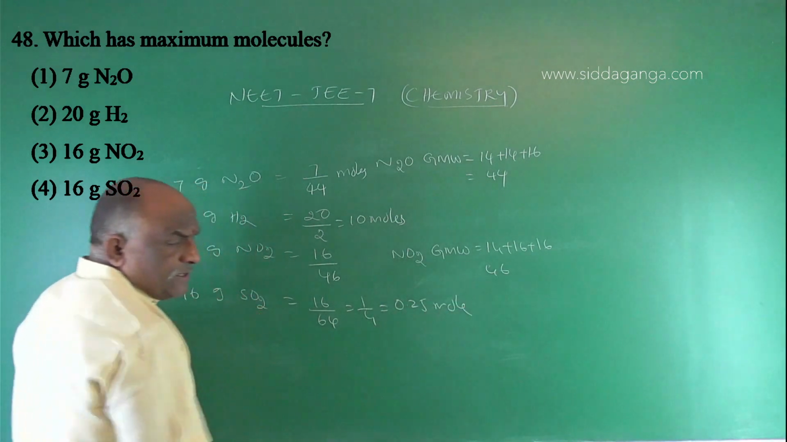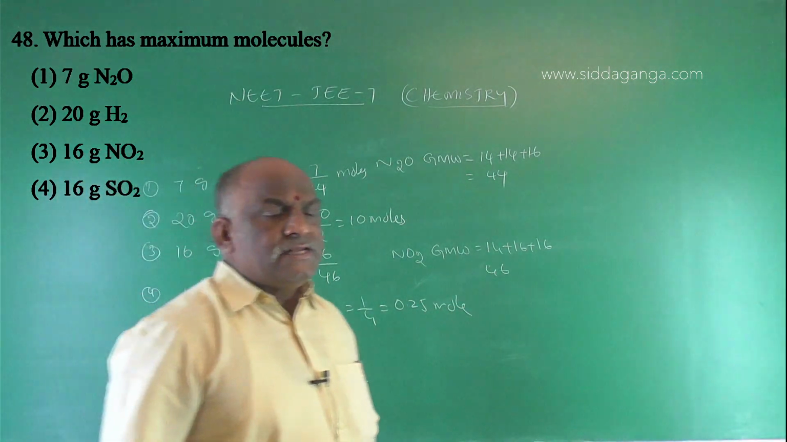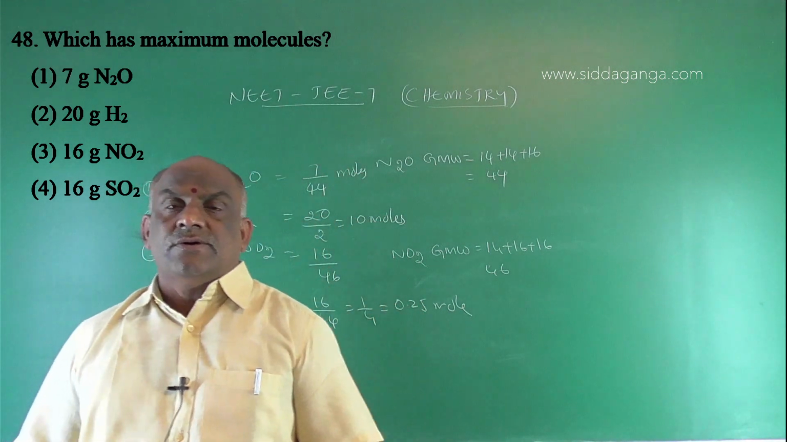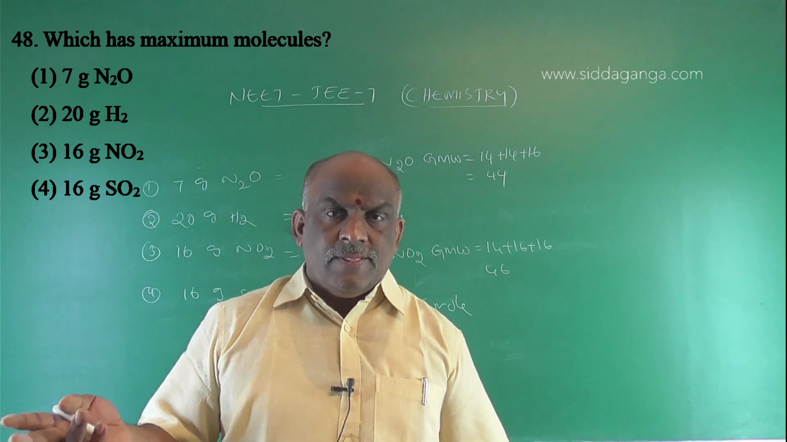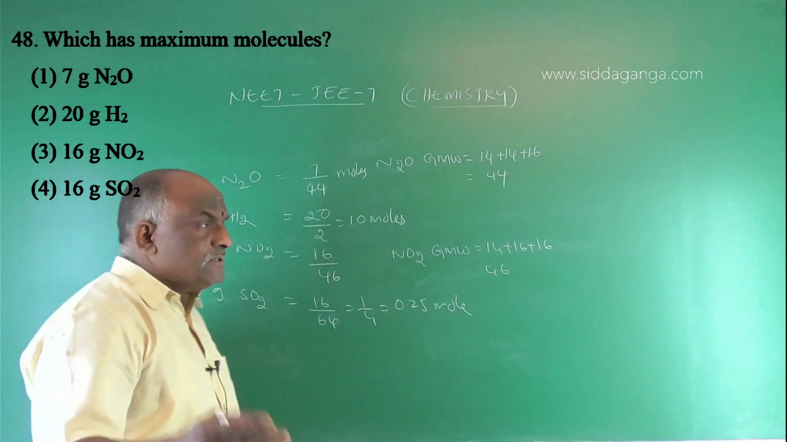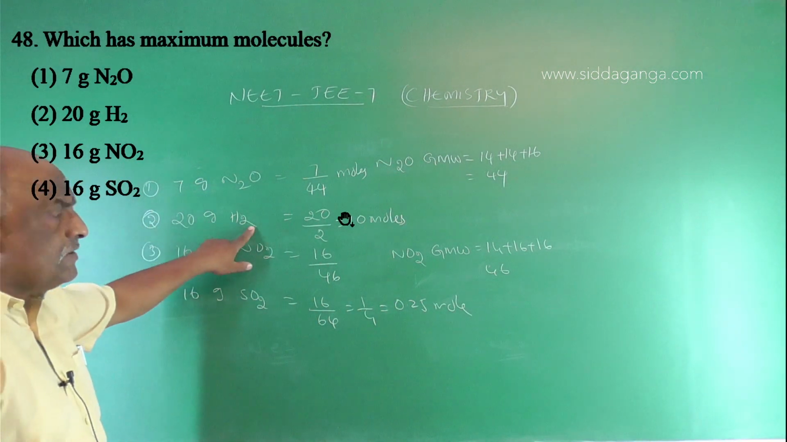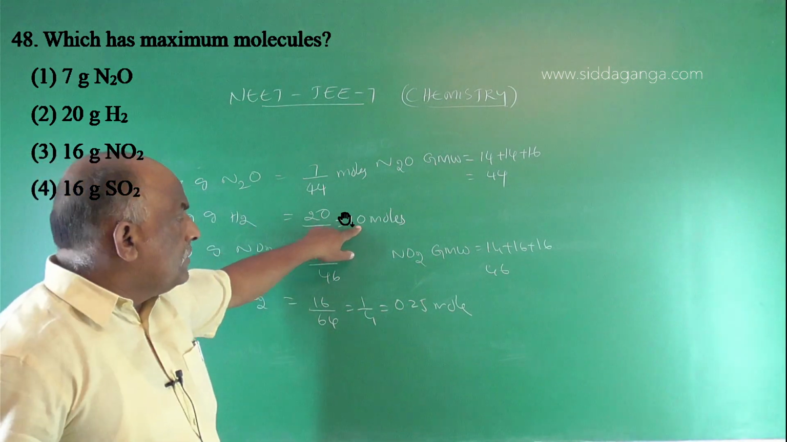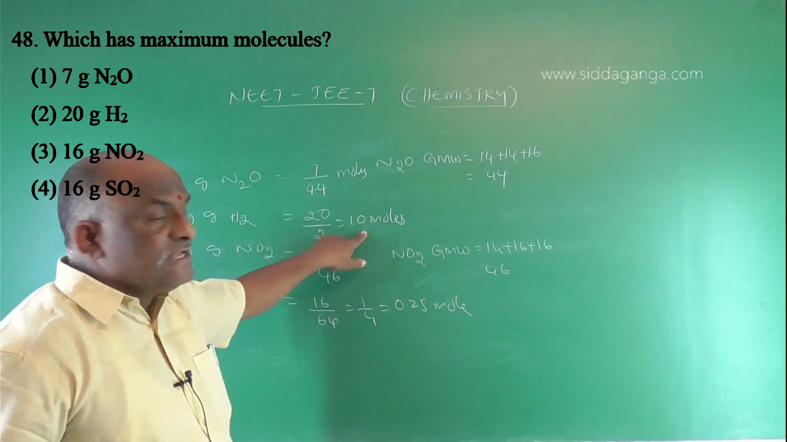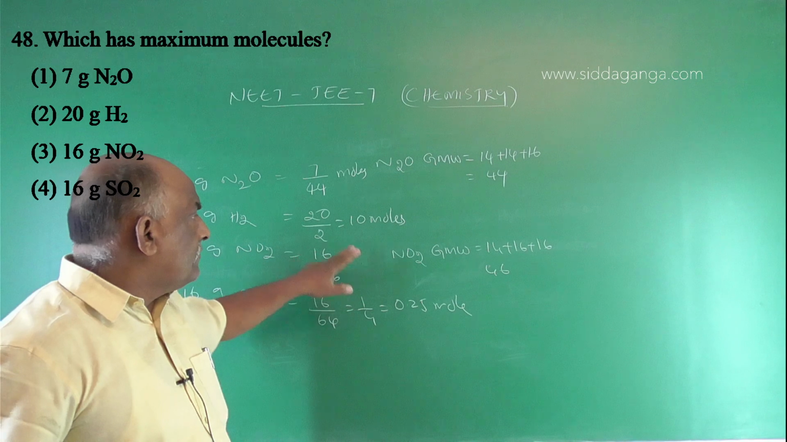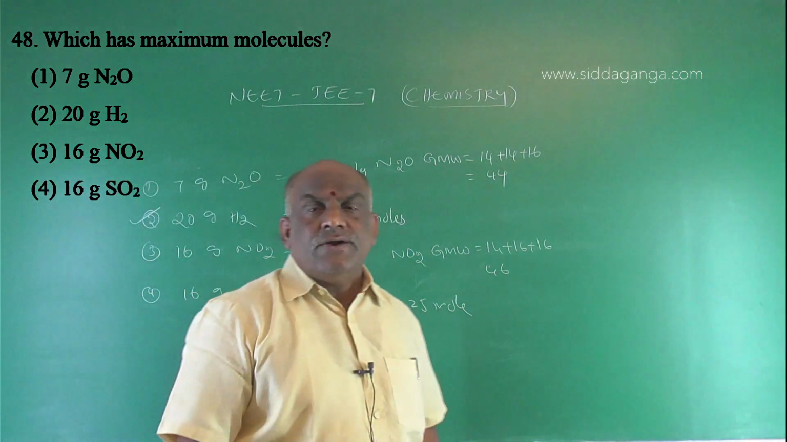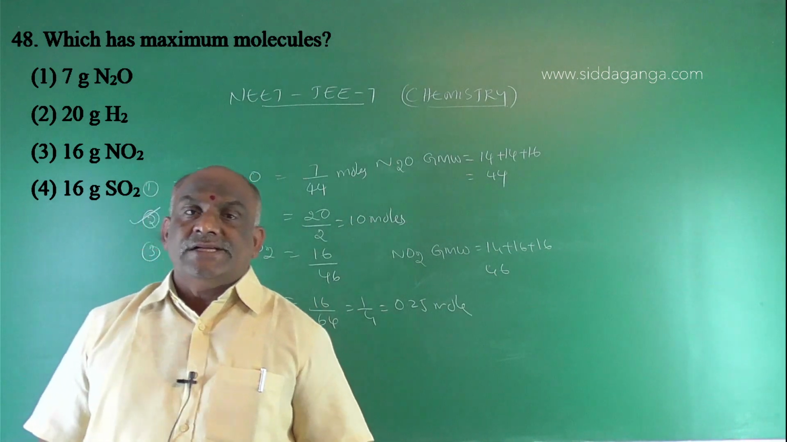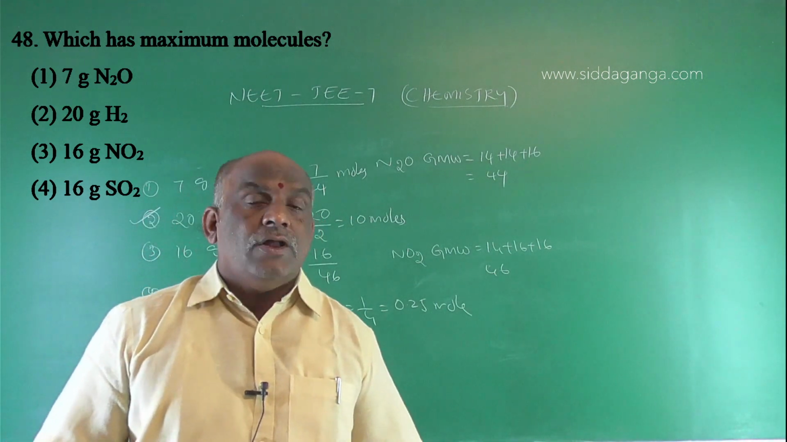So, my dear students, go through the question. Which has maximum molecules? Maximum number of moles means maximum molecules. Which is having the maximum number of moles? Option 2, 20 grams of hydrogen, is 10 moles. All the remaining options are less than 1 mole. So the right answer is 20 grams of hydrogen, which has the maximum number of molecules.